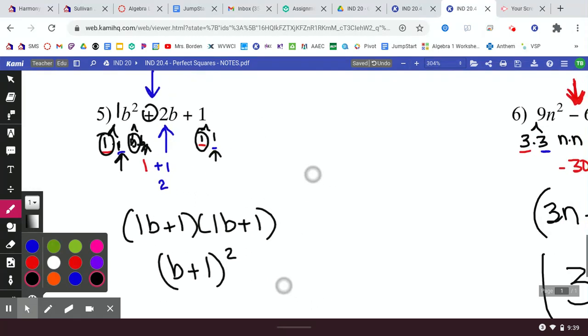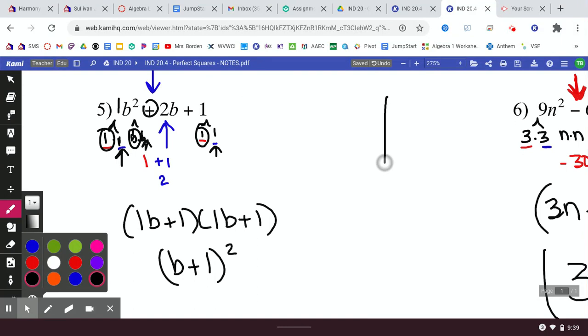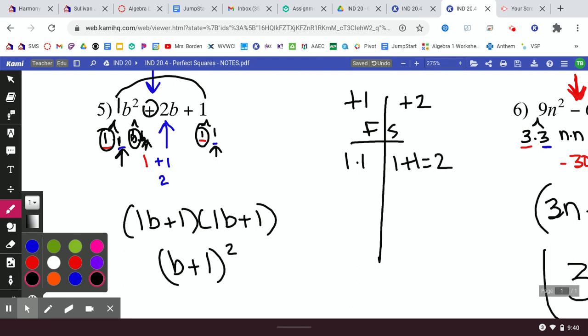But if you didn't catch that, and that's okay if you didn't, if you do the factor sum table, your factors have to multiply to plus 1, but they have to add up to plus 2. Obviously, 1 times 1 adds up to 2. So your winning factors are 1. And then because our leading term is a 1, you can go right to the answer, which is b plus 1 and b plus 1, which is exactly what we got. All right, so I know this was a lot.